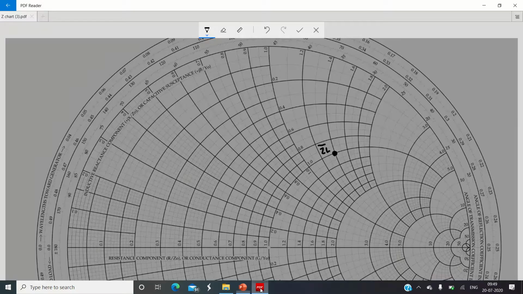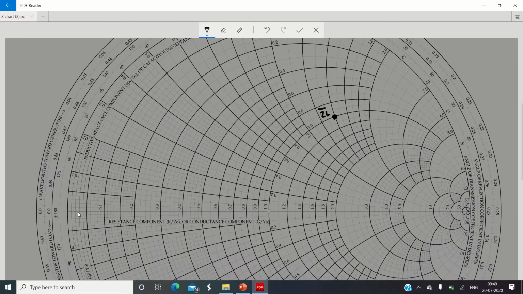Okay, so the next step is we want to find the value of wavelength towards generator at this plotted point, because we need to find this load impedance, which is a complex load impedance. So we want to convert this load impedance to a real value. So where is the real value?